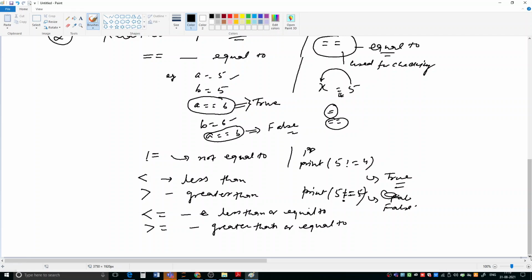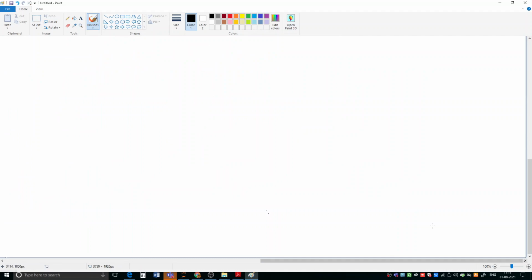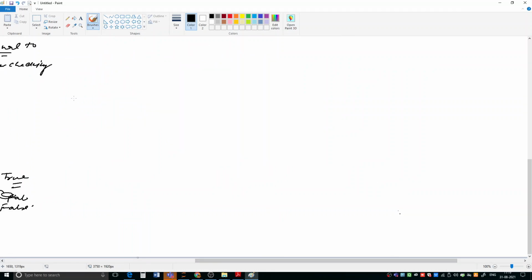Till now we discussed arithmetic operators and relational operators. Next in this line is the assignment operator. As its name suggests, it assigns value. So let us see what the different assignment operators are.